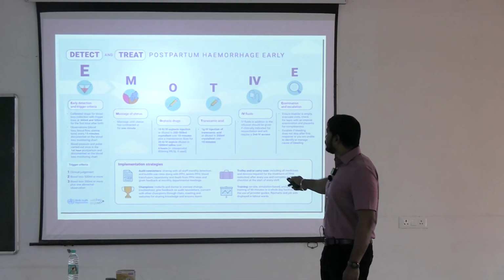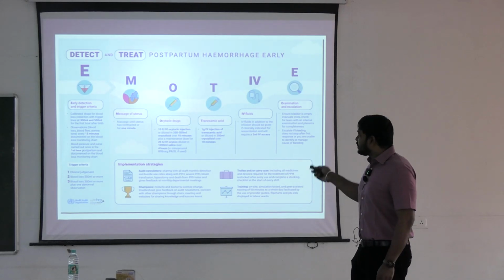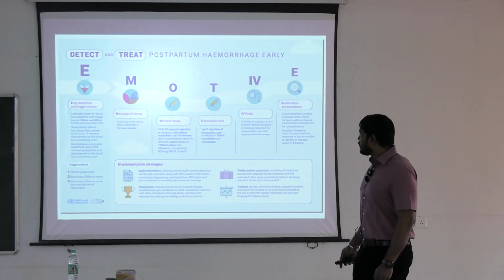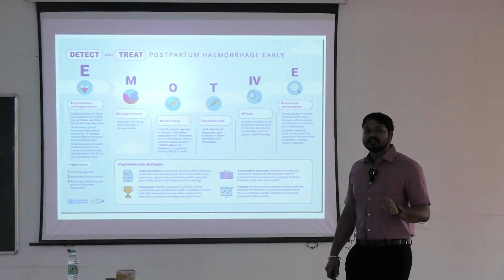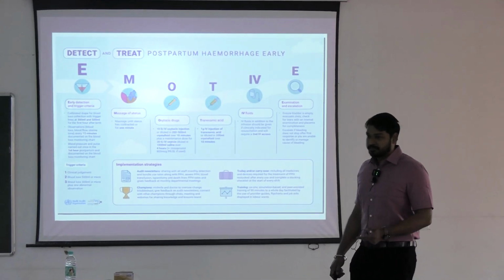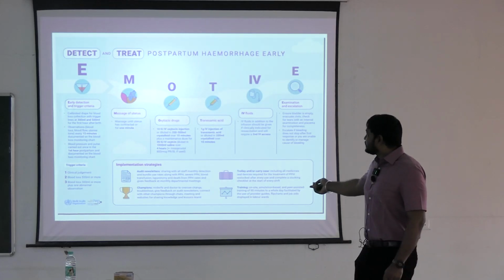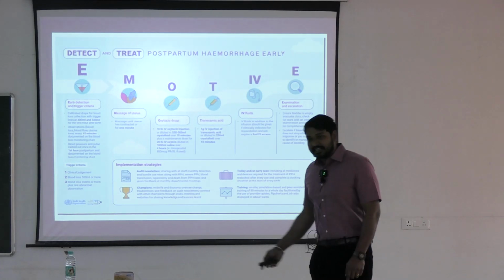This is the WHO guidelines or strategy for PPH. See, it is E-MOTIVE. E stands for early detection, M for massage of the uterus, O for oxytocic drugs. Oxytocic drugs are the drugs which make the uterus contract, for example, oxytocin or misoprostol. T for tranexamic acid, we give IV fluids and then examine and escalate.